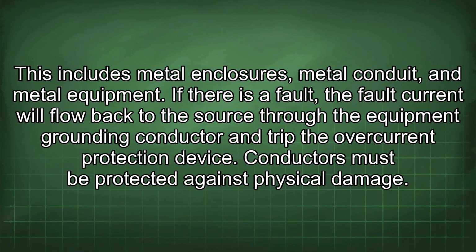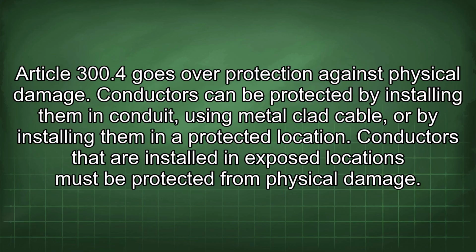If there is a fault, the fault current will flow back to the source through the equipment grounding conductor and trip the overcurrent protection device. Conductors must be protected against physical damage. Article 300.4 goes over protection against physical damage.